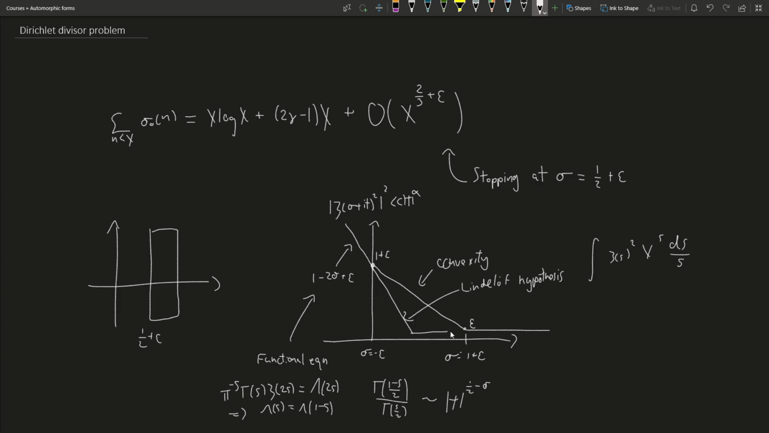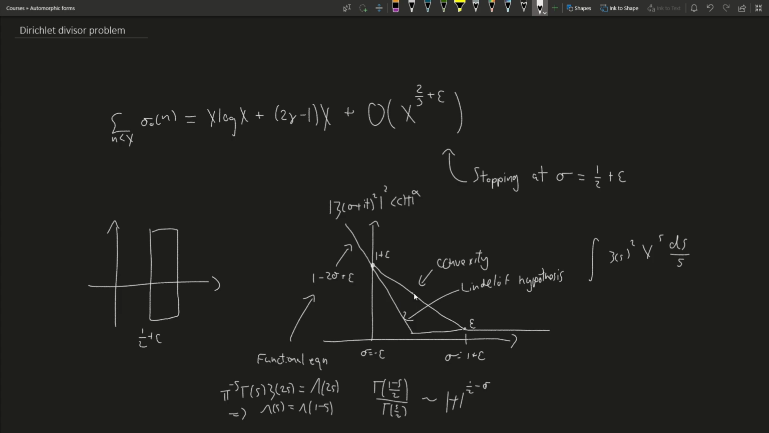And then, okay, it stays like that. And the Lindelof hypothesis, I mean, it would be very surprising if this were false. In fact, I think it's known that it's a consequence of the Riemann hypothesis for the Riemann zeta function. So you should expect that this is the true behavior.